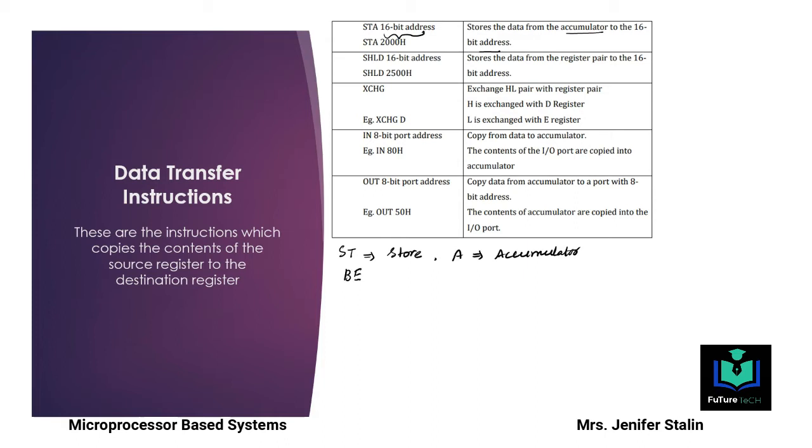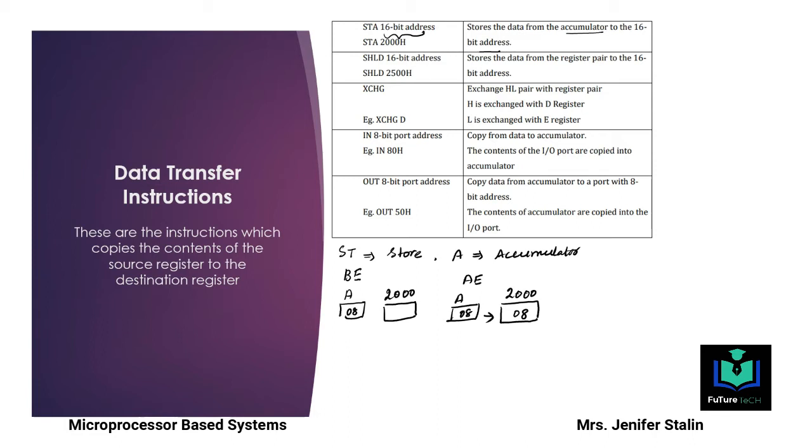Before execution, the value 0A is present in the accumulator and the address 2000 is left empty. After execution, the value which is present in the accumulator, 08, is moved to the specified address 2000. Okay, right? So this is for STA 2000H.